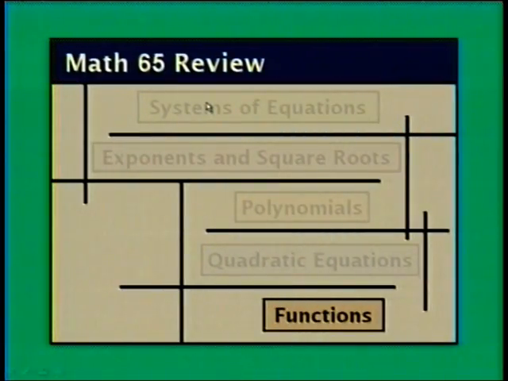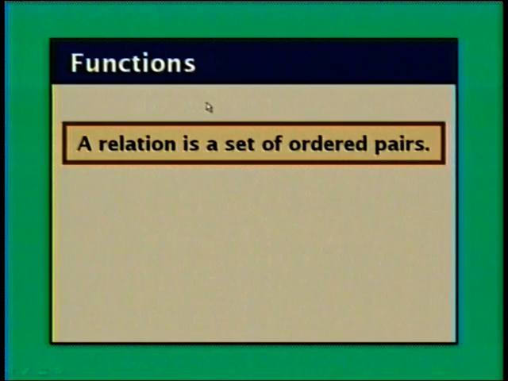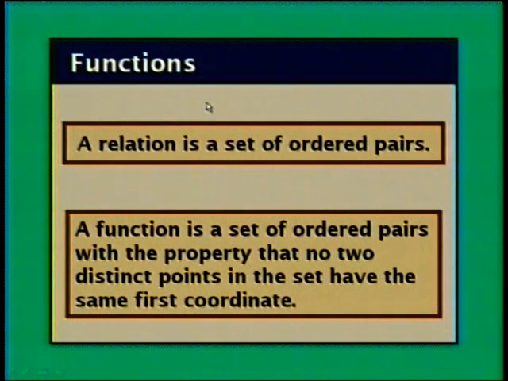We finished up Math 65 by talking about functions. We began by defining a relation. A relation is a set of ordered pairs. Then a function is a special type of relation. A function is a set of ordered pairs with the property that no two distinct points in the set have the same first coordinate.